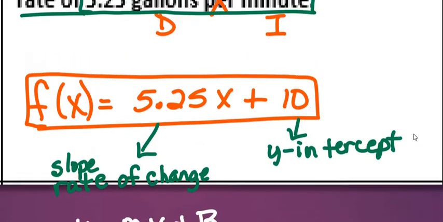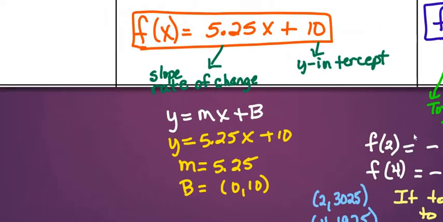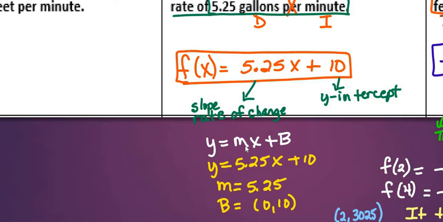Down below here, you see y equals mx plus b when it's written in slope-intercept form. Your slope is 5.25, and your b, your y-intercept, written as an ordered pair is (0, 10), or if you want to look at it as 10.